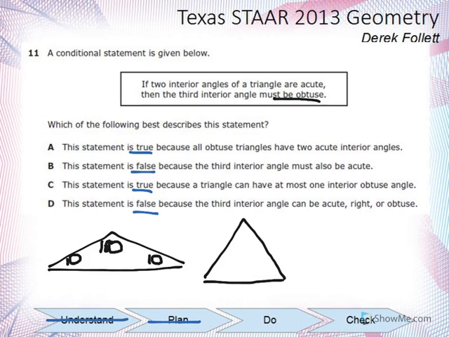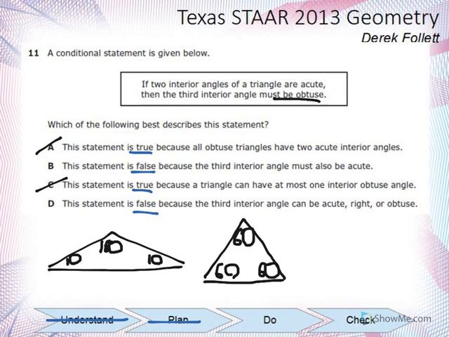Well, what about an equilateral triangle where they're all 60 degrees? I've got two acute angles, and the statement says the third angle must be obtuse, but I know this one also has to be 60. So I've made a counterexample, so I've proved the statement false. So I can rule out choice A and C.